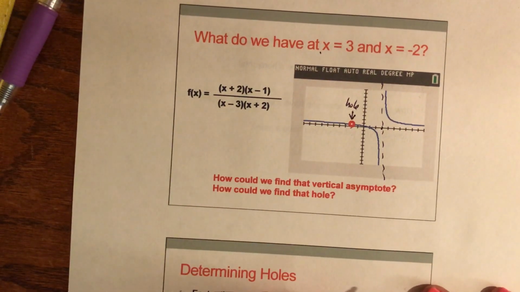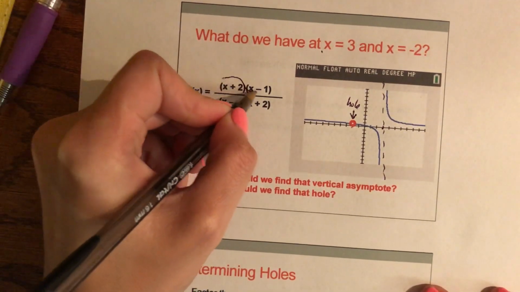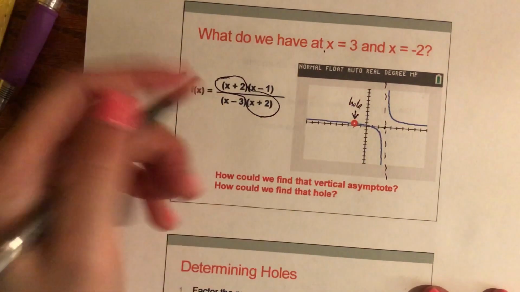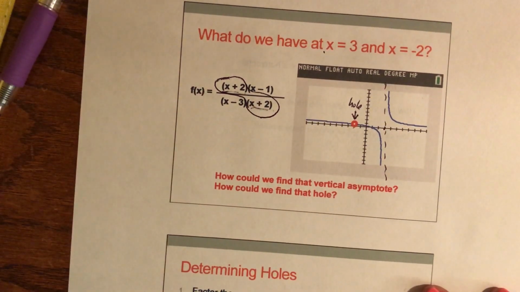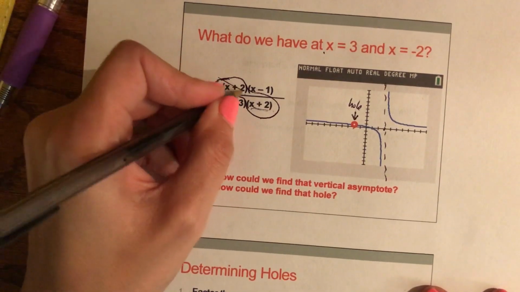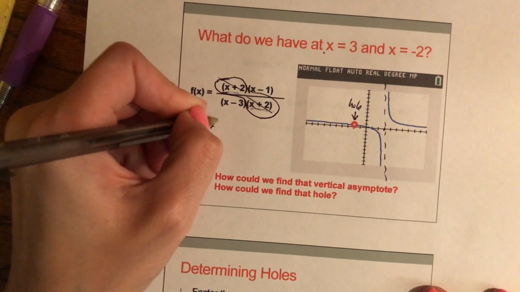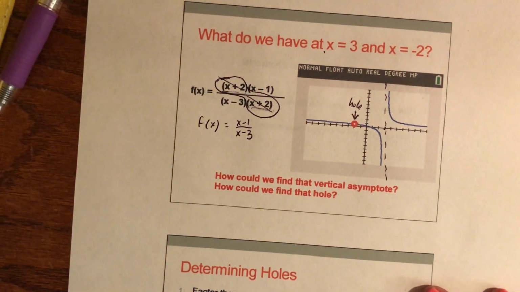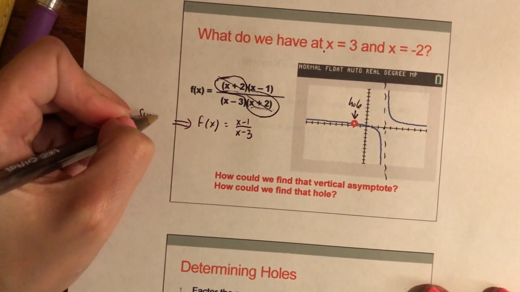So if you haven't guessed it, the hole is hiding wherever you have a canceled factor. So if you notice here, you've got the same factor in the numerator and the denominator. Okay, and so what happens is those actually cancel out with each other, right? You can cancel those out mathematically, and what you're left with is x minus 1 over x minus 3. Okay, so this right here is your simplified function.